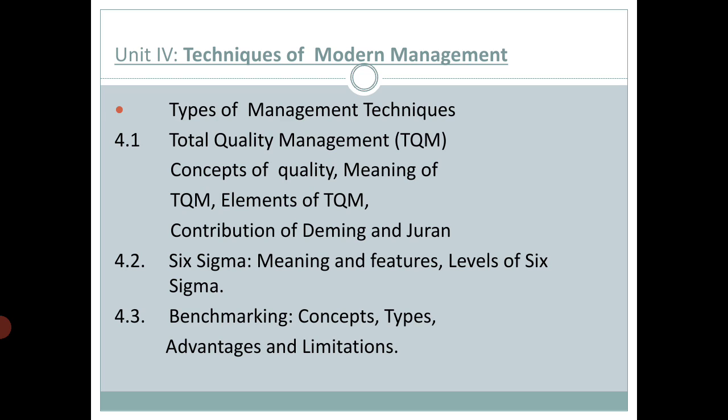So quality, actually, whenever we consider quality, there is a quality trilogy attached to it. What is the quality trilogy? The quality trilogy is subdivided into three parts. The first part is quality planning, then quality control, and continuous quality improvement.